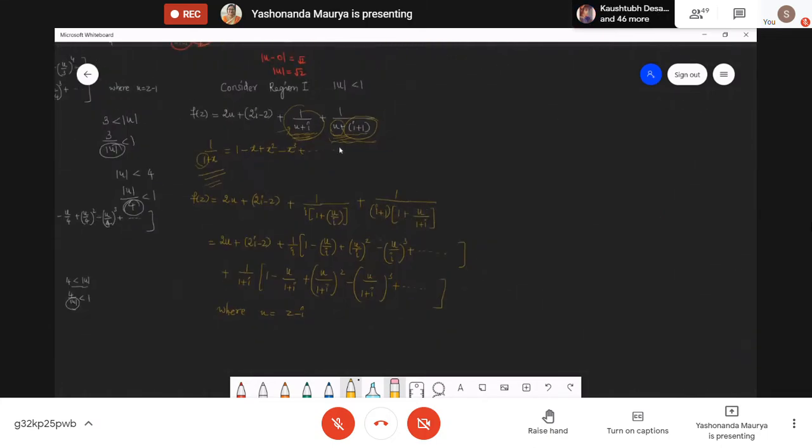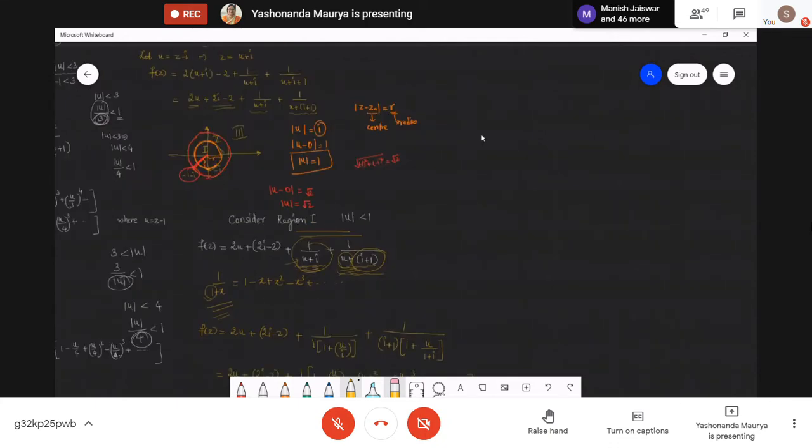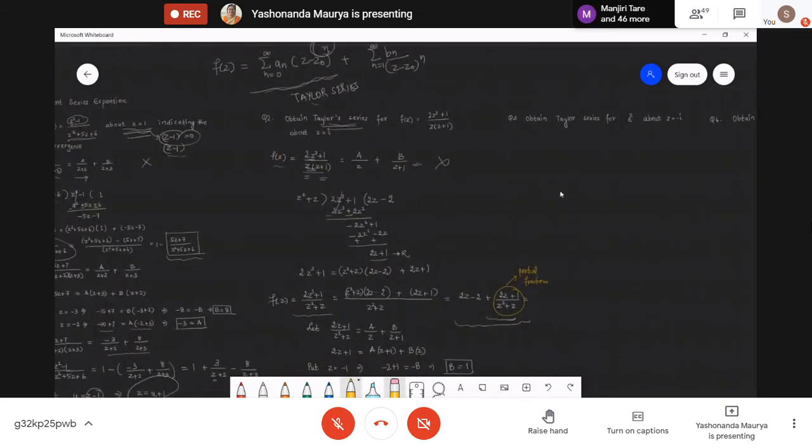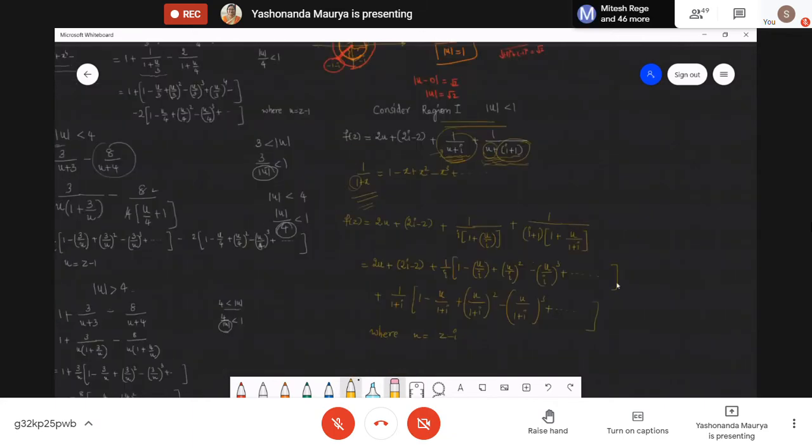Okay, and actually only this region number 1 is required. We need not go even further, because all the other regions will include at least some negative powers, and that is not desirable because we are asked only for the Taylor series. So we need not go for the other values. Check if this is clear.